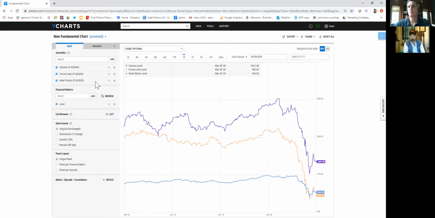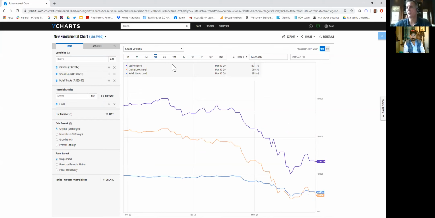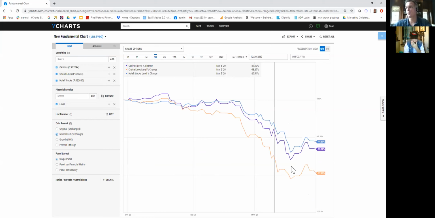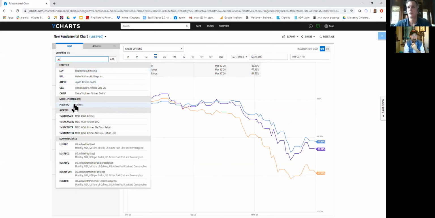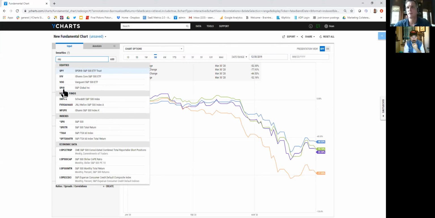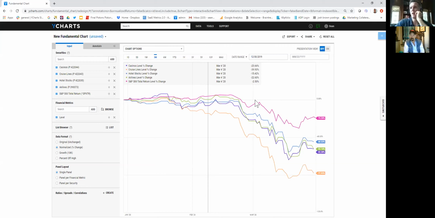And let's look at that over the last 3 months. And let's go normalized. So cruise lines down 78%. Hotels down, and I should put airlines in here. And then, as a point of comparison, let's put the S&P 500 total return. All right, so under the 3-month time horizon, down 19.36% is the general S&P 500. These sectors are massively impacted.